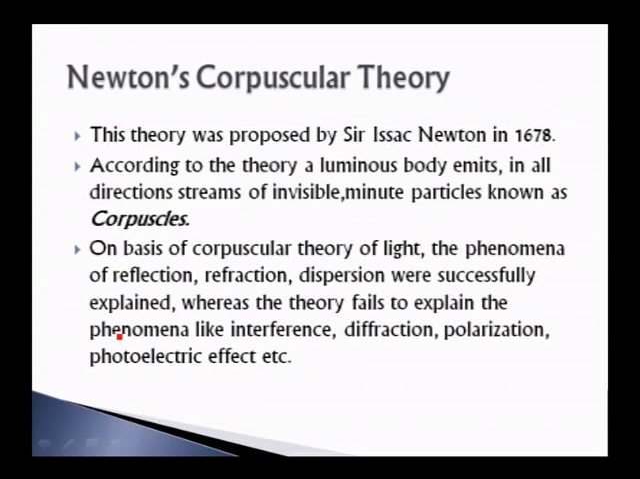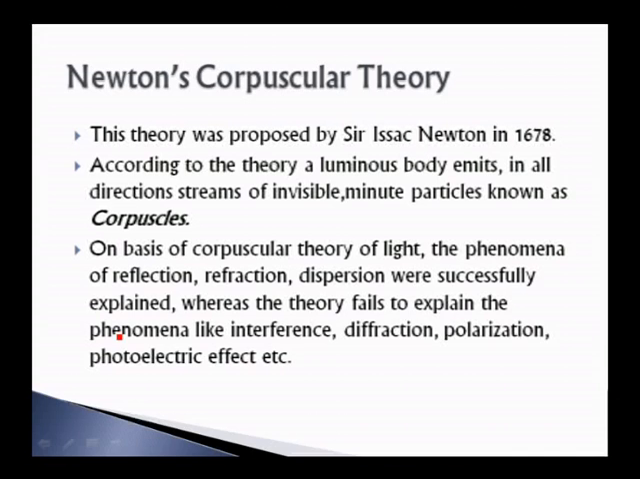There are four theories. Newton gave his theory, called the Newton corpuscular theory. Maxwell gave the electromagnetic theory. There is Planck's quantum theory, and Huygens also gave his theory, called the wave theory. Now, in brief, what is Newton's corpuscular theory?